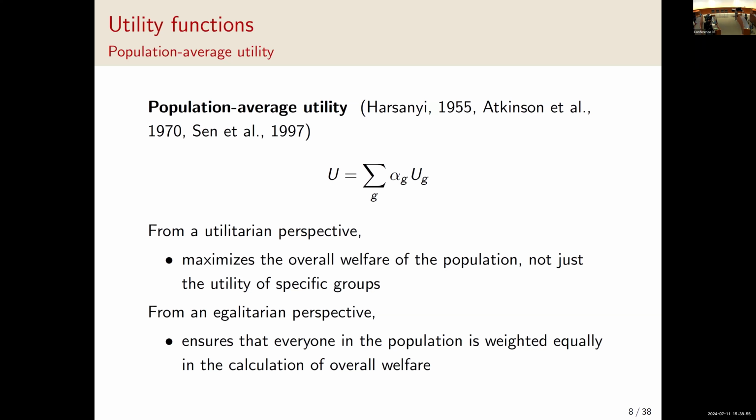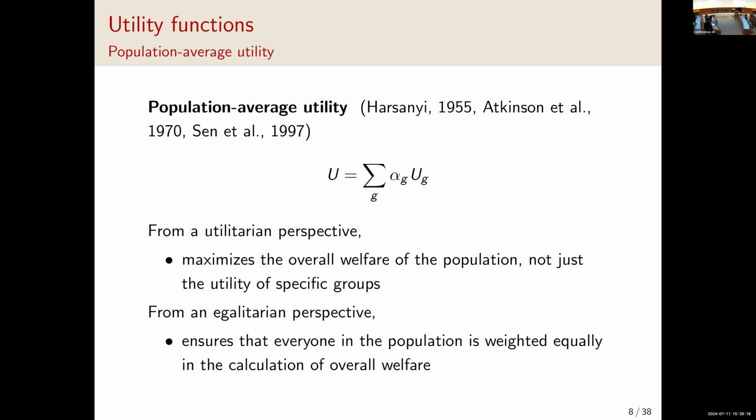where this alpha G is a weighting parameter. We know that this utility function maximizes the overall welfare of the population. And if alpha G is something like the proportion of that group in the population, that ensures that everyone in the population is weighted equally in the calculation of overall welfare.